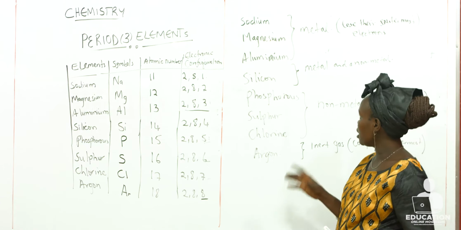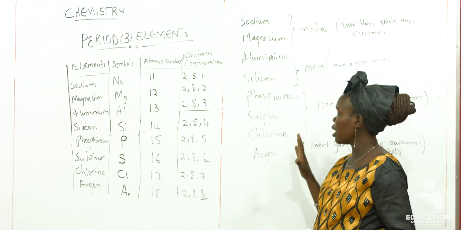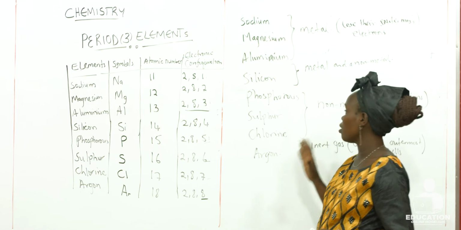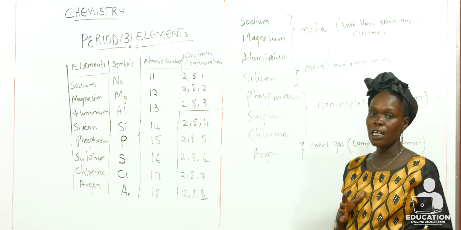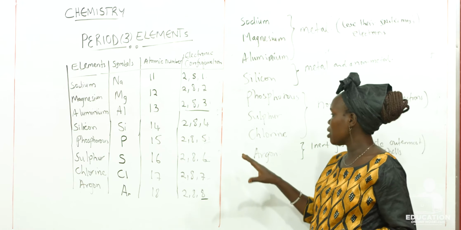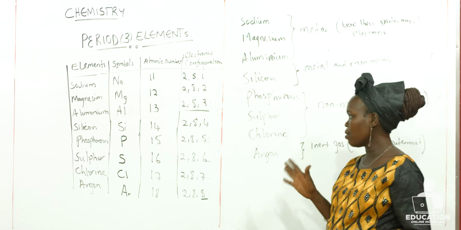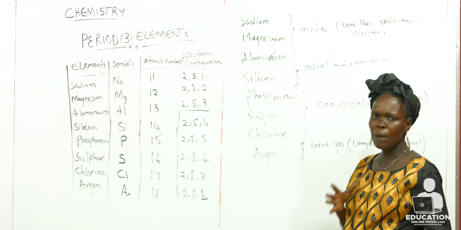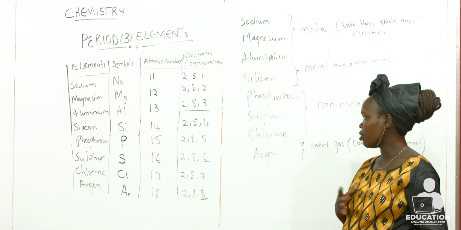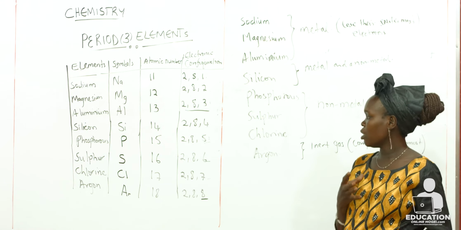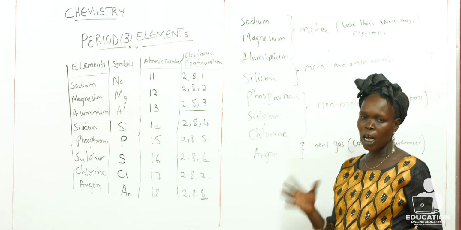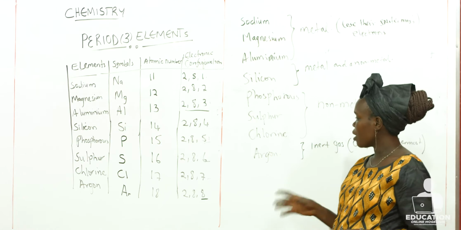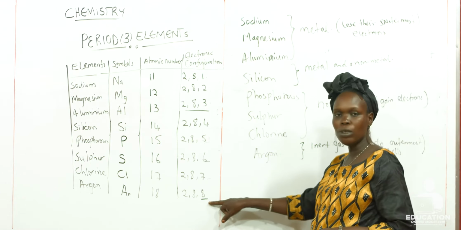So here we shall say that the first 3 elements are considered to be metals because of the reasons that I've already given. Also the non-metals behave like that because of their ability to gain electrons. It is easier for them to gain a few electrons than to lose many electrons. And argon neither gains nor loses electrons.